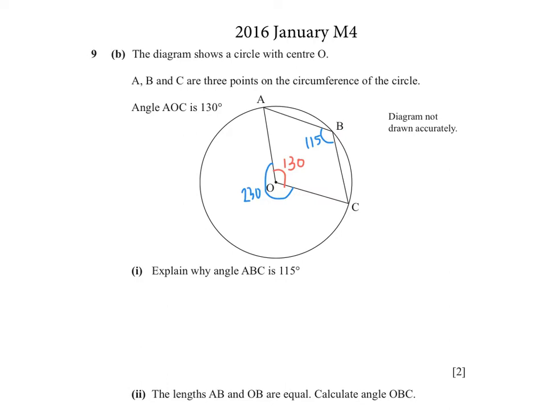So if I was explaining that, I would say that the reflex angle AOC is 230 because angles around the point add up to 360. And then I would say ABC is 115 because the angle subtended at the circumference is half the angle subtended at the centre of the circle.